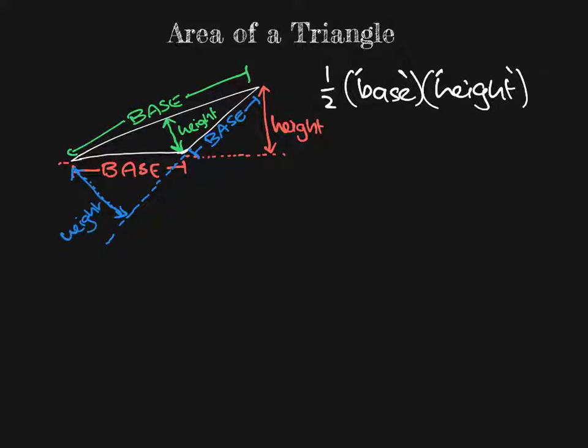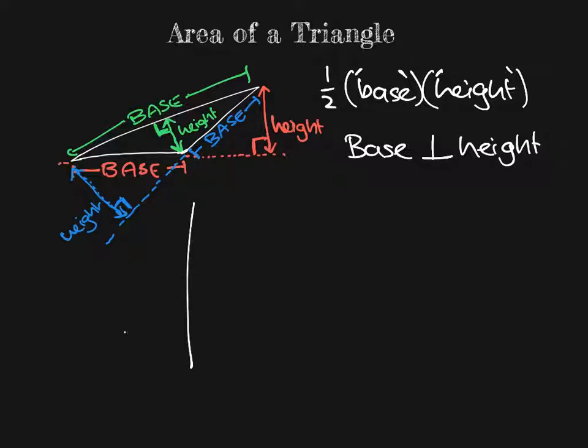So it's half base times height, where you choose the base and you choose the height. But the important thing to remember is that the base must be perpendicular to the height. So in the green case, we've got a right angle here. In the red case, we've got a right angle here. And in the blue case, we've got a right angle here. So the skill really is choosing your base.